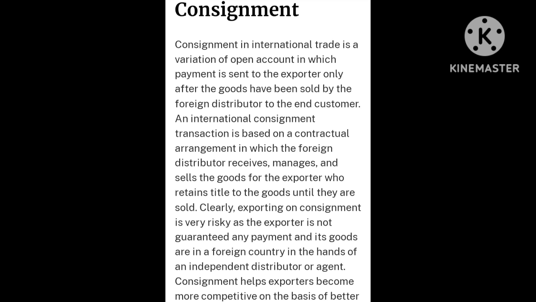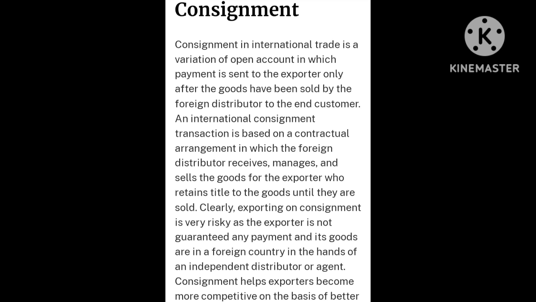The fifth one is consignment. So consignment in international trade is a variation of the open account, in which the payment is sent to the exporter only after the goods have been sold by the foreign distributor or agent to the end customer. The international consignment transaction is based on a contractual agreement in which the foreign distributor receives, manages and sells the goods for the exporter, who retains the title of the goods until they are sold.